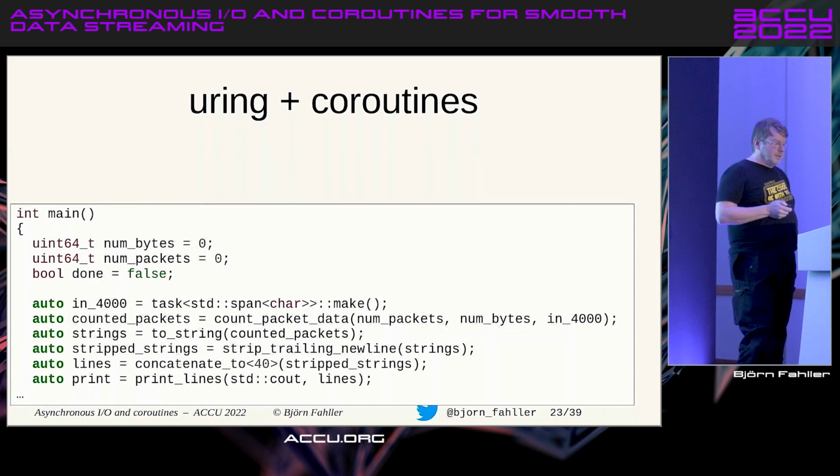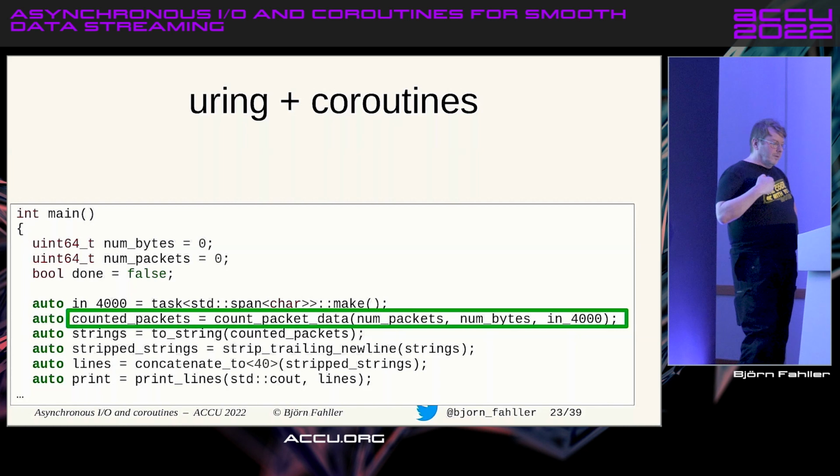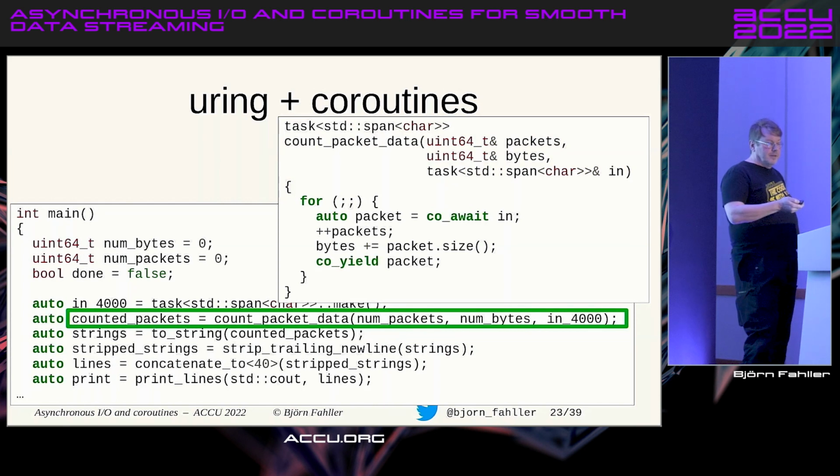So we can go back to this program that we had. We can get a count packets coroutine that takes an awaitable task, and it can look like this. We have the packets and bytes as references, and we just co-await packets, increment the counters, and pass the packet on to the next coroutine.